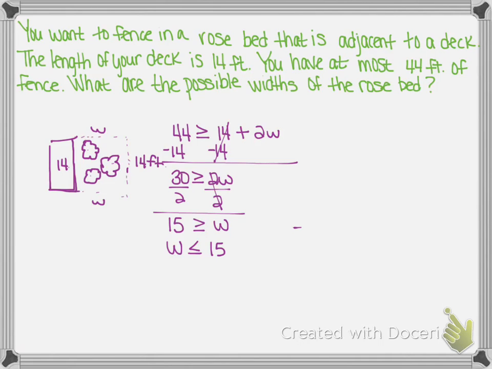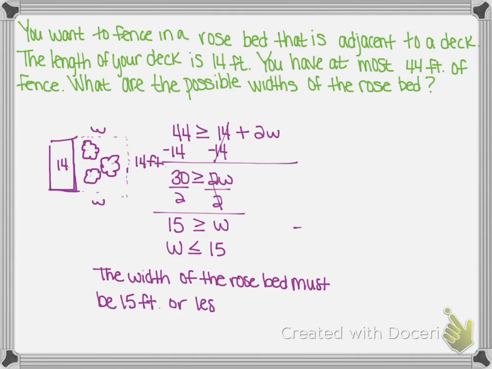So we need to write our answer using our words since it is a word problem. So our answer would be: the width of the rose bed must be 15 feet or less. And that is how you would work through a word problem. Use a couple different strategies to get through those if you're not understanding.